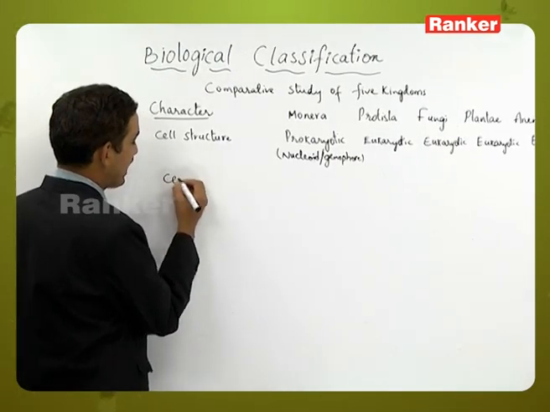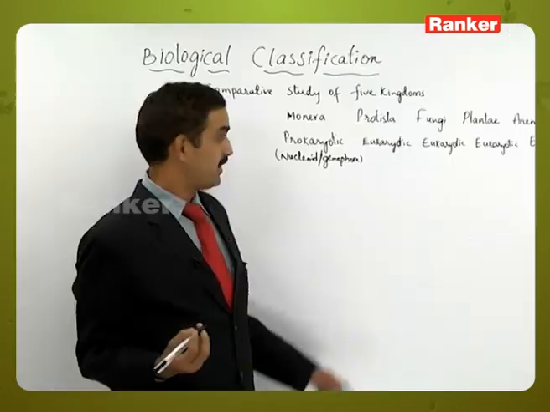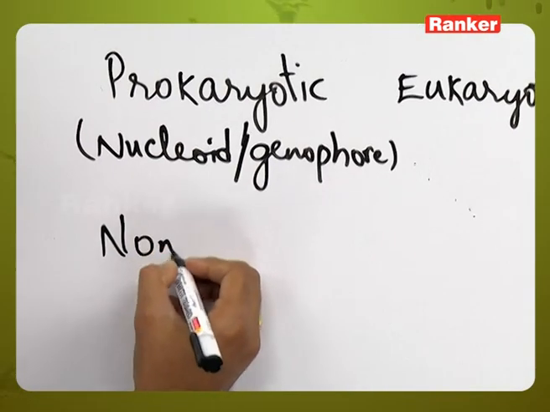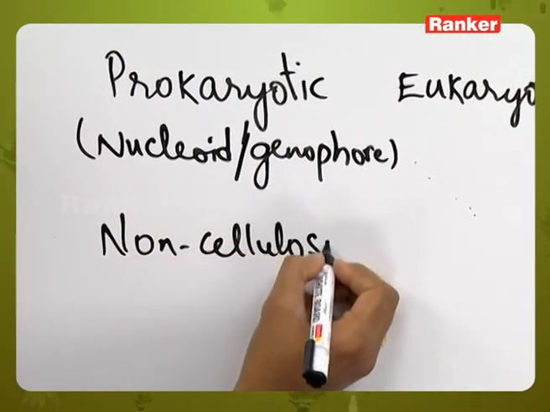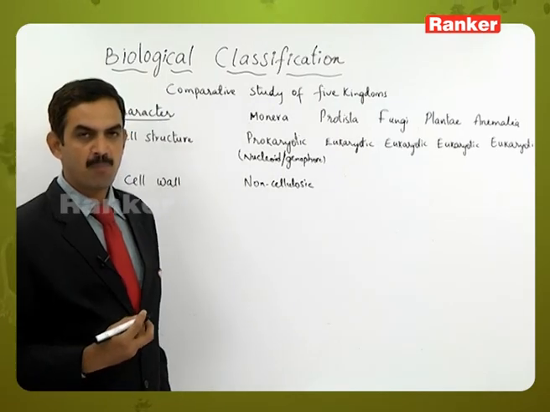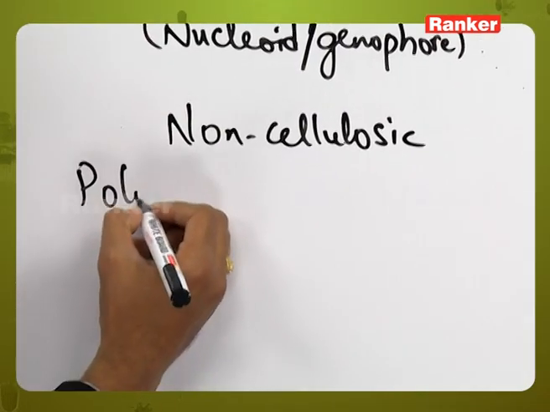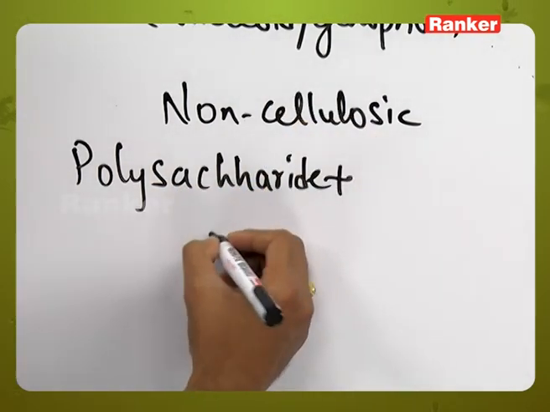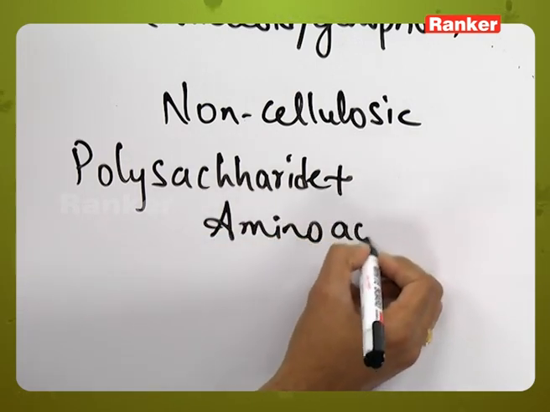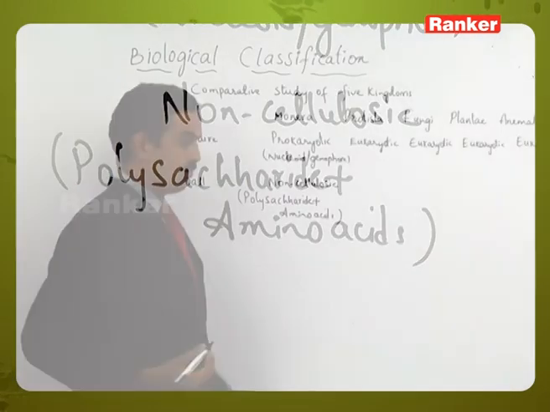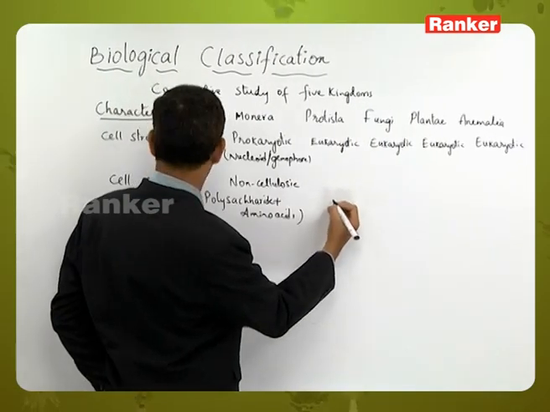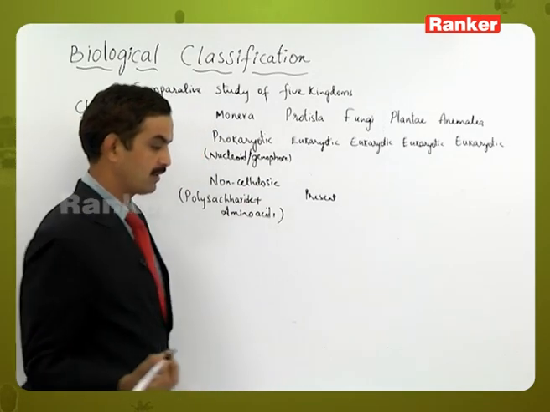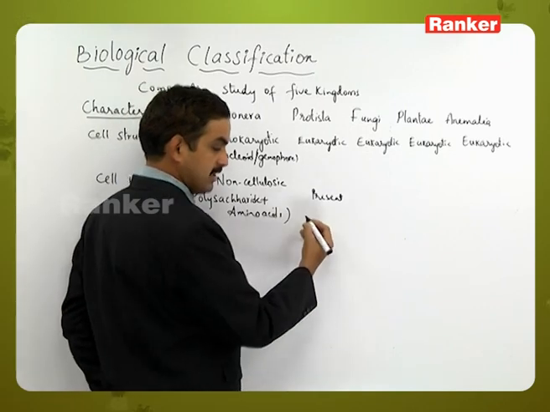Second character is the cell wall. Here in Monera the cell wall may be present, but it will be non-cellulosic, and it is made up of polysaccharides and amino acids. Whereas Protista have a cell wall, but it is of various types.